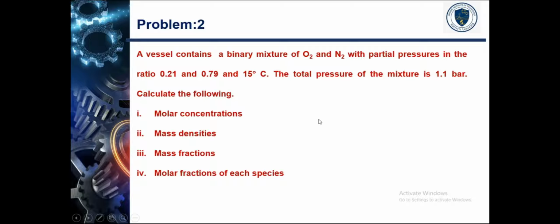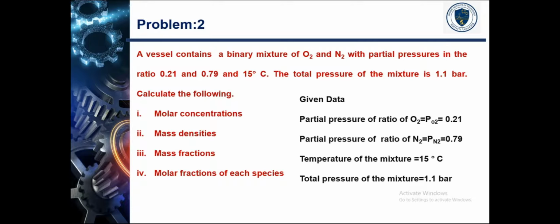So let's write the given data for the problem. Partial pressure ratio for oxygen, P of O2, is 0.21. Partial pressure ratio for nitrogen, P of N2, is 0.79. The temperature of the mixture is 15 degrees Celsius, converted into Kelvin, it gives 288 Kelvin. The total pressure of the mixture, 1.1 bar, is converted into Newton per meter square, that is 1.1 × 10^5 Newton per meter square.